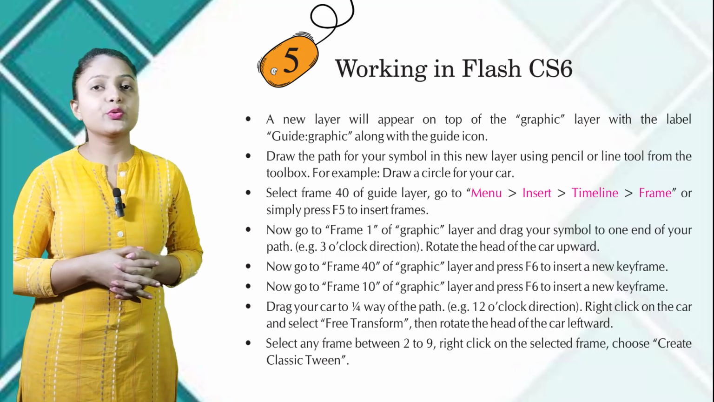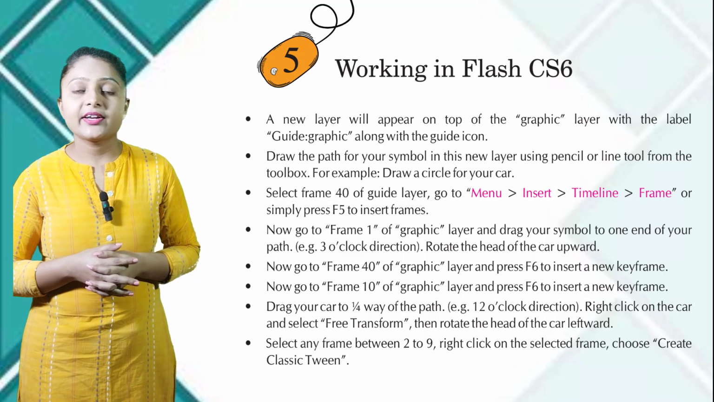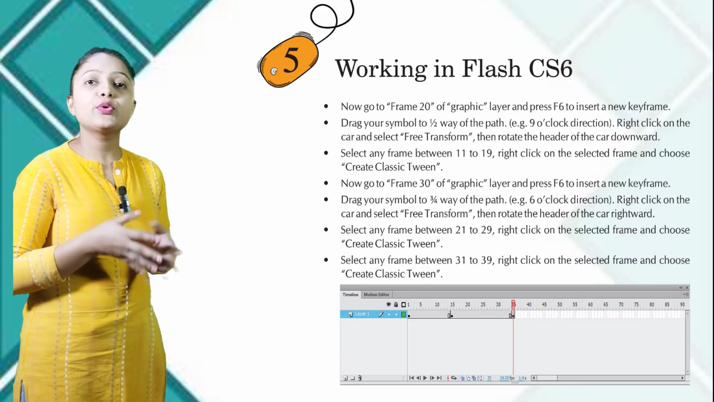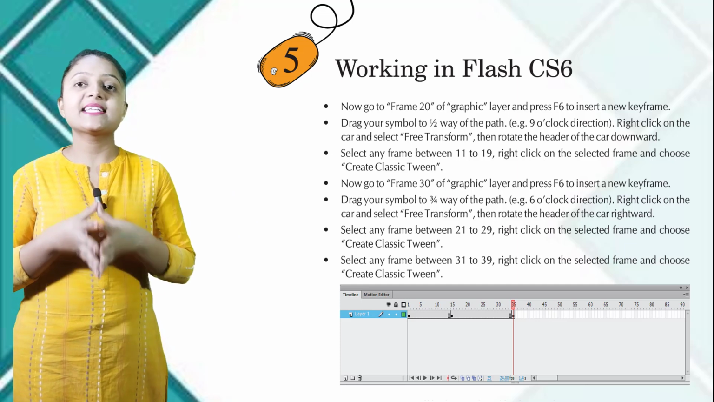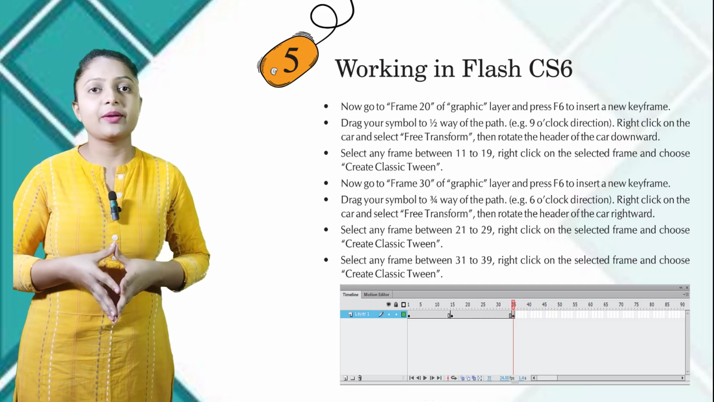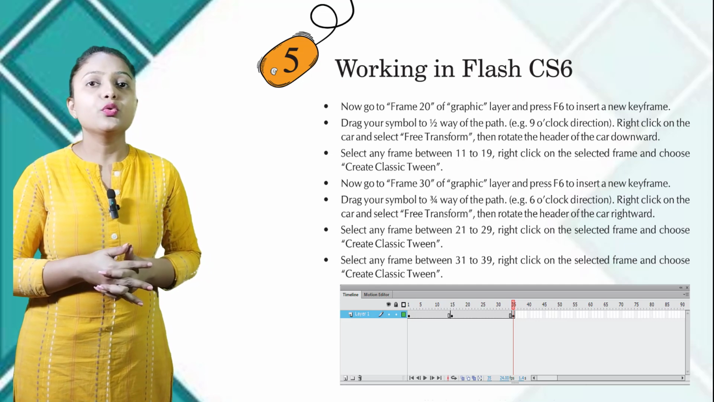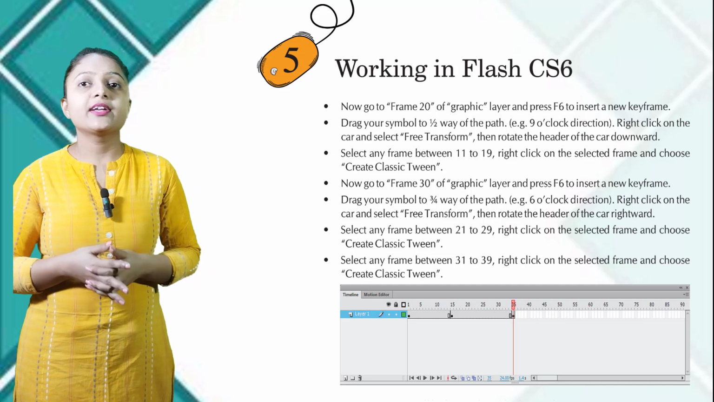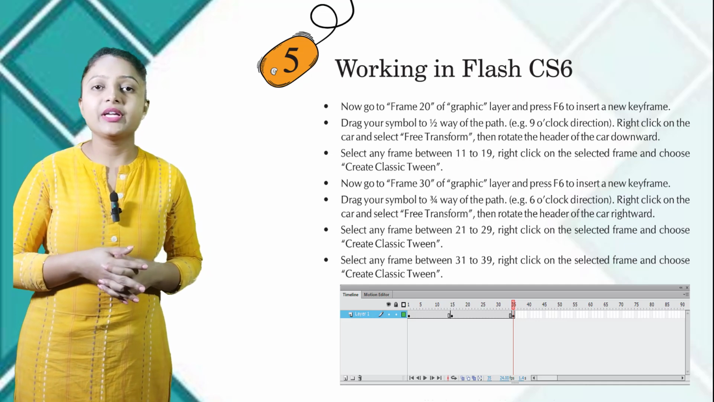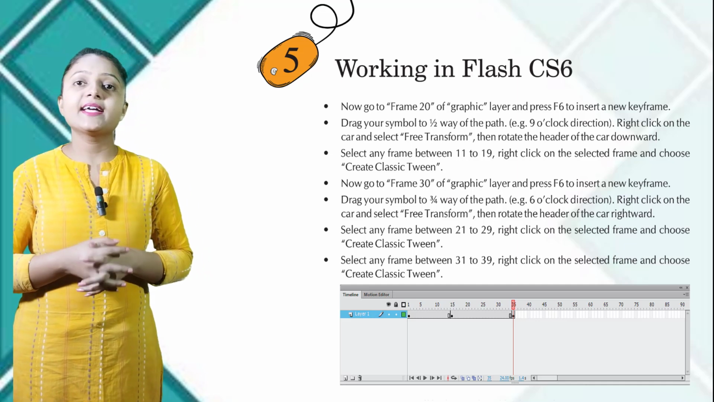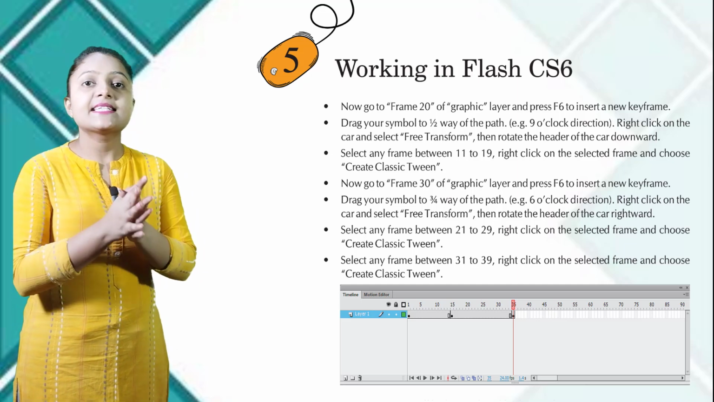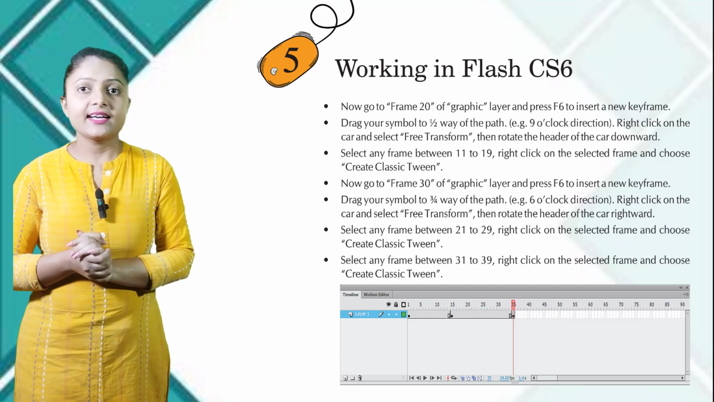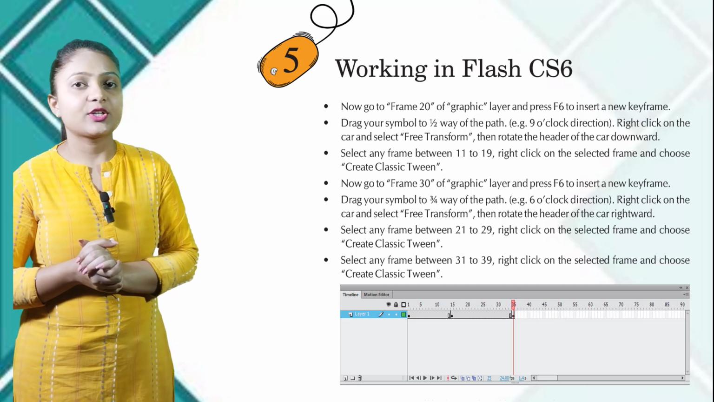Select any frame between 2 to 9. Right click on the selected frame, choose Create Classic Tween. Now go to frame 20 of the graphic layer and press F6 to insert a new keyframe. Drag your symbol to 1/2 way of the path, example 9 o'clock direction. Right click on the car and select free transform. Then rotate the head of the car downward. Select any frame between 11 to 19. Right click on the selected frame and choose Create Classic Tween.